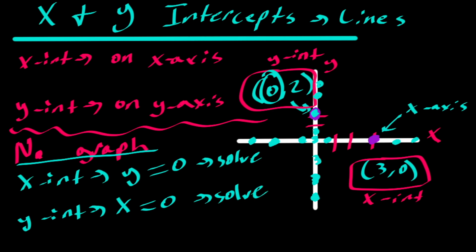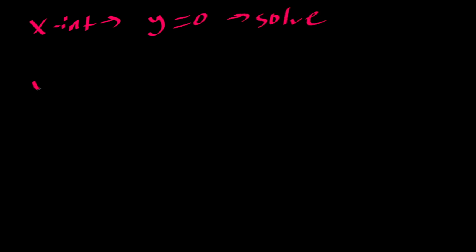Let me rewrite all that just to give you the basics. To find an x-intercept with no graph, you're going to say y is equal to 0, then solve. For the y-intercept, you're going to say x is equal to 0, and then solve. Hopefully, now that we looked at the graph and tried to logic through it, it makes a lot of sense. So let's actually look at some problems.